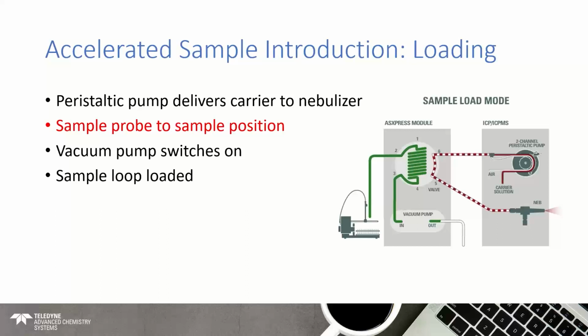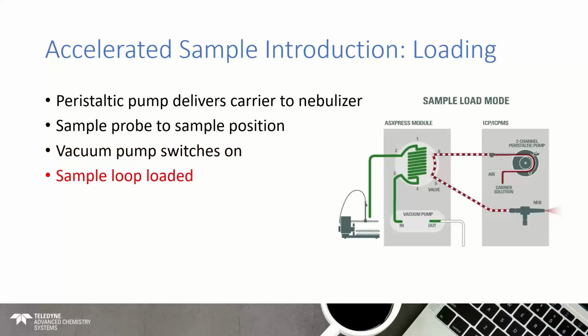The next thing that happens is that the vacuum pump on the ASXpress turns on. We very quickly pull our sample from a sample position and we load it onto the sample loop that's on the 6-port valve on the valve pump module of the ASXpress, and it sits there. At that point, we consider the loop loaded, and that's the end of the first stage.